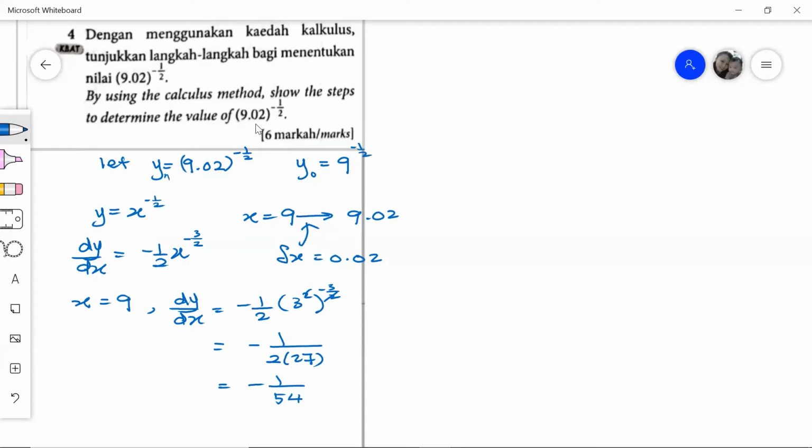Now let's find the delta y. We know that delta y over delta x is approximately equivalent to dy/dx. Now we want to find the delta y. From x equals 9, the dy/dx is negative 1 over 54 times the delta x, that is 0.02. So from here, our delta y will be, let me write it in fraction form, negative 1 over 2,700.